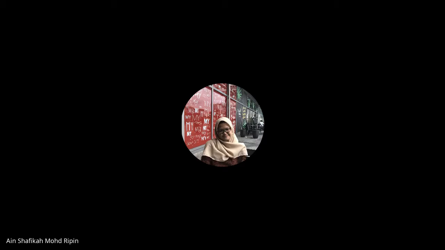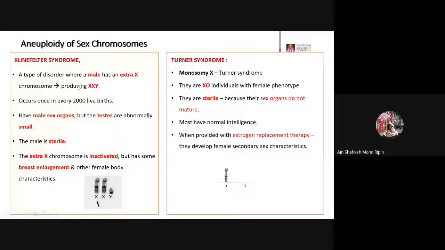Okay, so Klinefelter syndrome, a type of disorder where a male has XY, tapi kalau Klinefelter syndrome dia XXY. Okay, so occurs once in every 2,000 live birth. Okay, so have male sex organ but the testes are smaller. Okay, so because the testes is not developed well, so they are sterile. Okay, sterile tu masih mandul lah. And then the X chromosome is inactivated but has some breast enlargement and other female body characteristics.